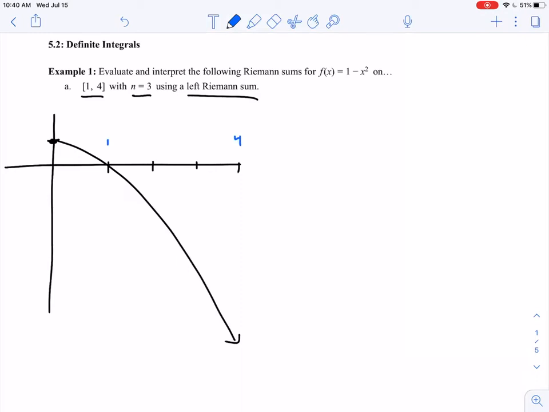First thing I need to do is calculate the width of my rectangles here. I should figure out how wide each of my subintervals is going to be. So I'm going to find delta x, which in this case is 4 minus 1 divided by 3. So I have 3 divided by 3, that's 1, and boy, that's just awfully convenient. So that means that each one of my rectangles will have width 1 unit long.